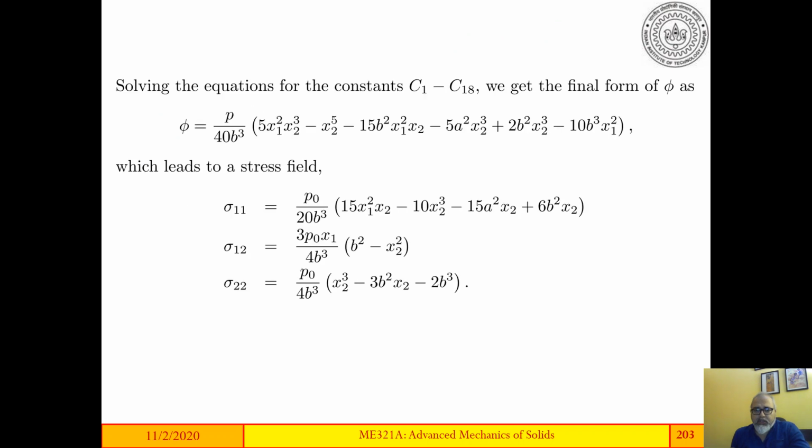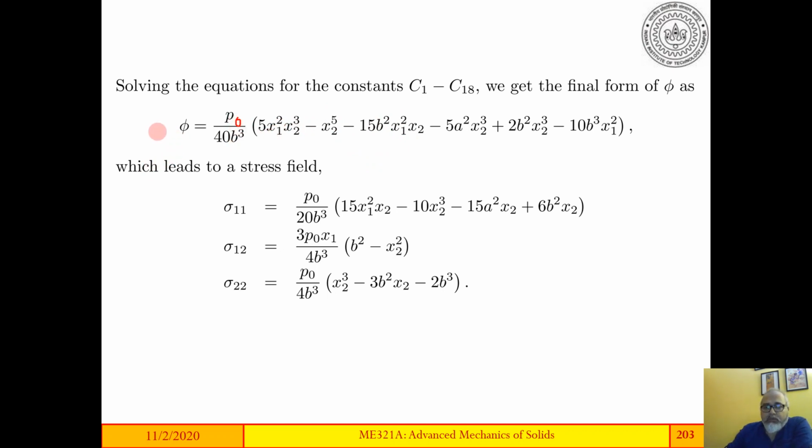If you solve it now, this is the phi that you will get, solving for C1 to C18. This phi will lead to a stress field. Once you've got the phi, you've got almost everything. You've satisfied all the boundary conditions to get the coefficients of phi, and once you've got it, you've got everything. This should be p naught, I'm sorry.